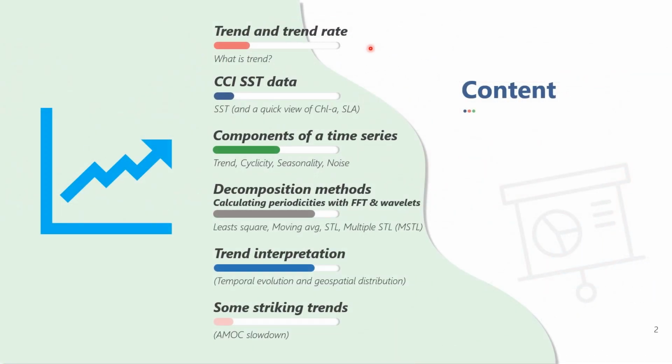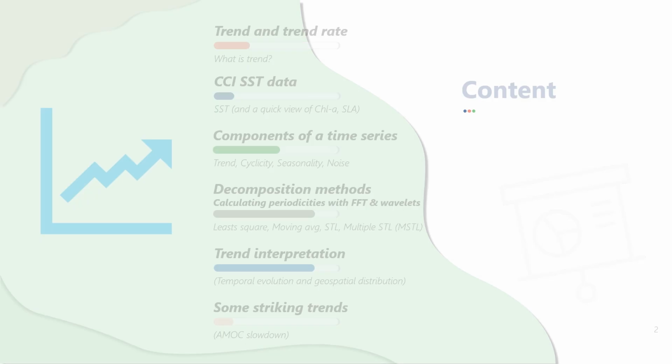This slide shows the content outline. We begin with the fundamentals, what is trend and trend rate. Next, we'll see the data used for the study, that is CCI sea surface temperature, and a quick look at chlorophyll A and sea level as well. We'll then explore the components of a time series. Moving forward, I'll briefly recapitulate some decomposition methods and how to calculate periods in a time series needed for the decomposition to work effectively. Following that, I will interpret our findings both temporally and spatially. Lastly, we'll share some striking observations. So stay with me as we navigate this presentation.